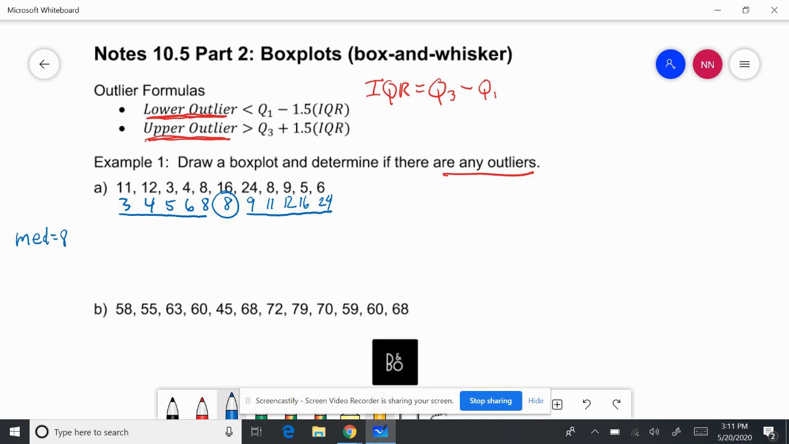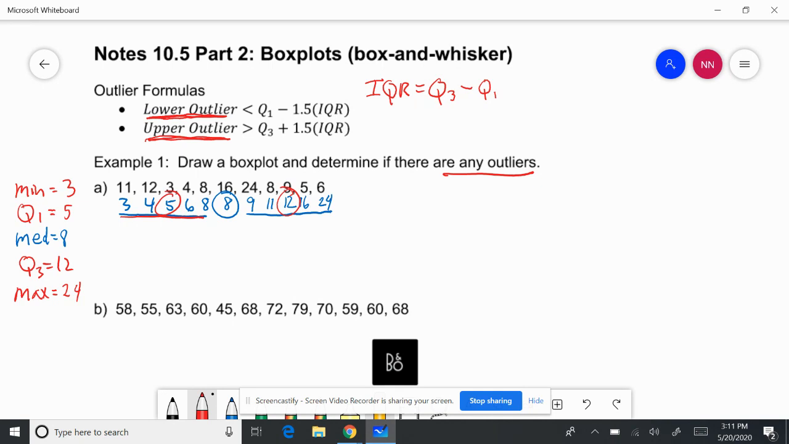And what we're going to do next is find our Q1 and Q3. Q1 is the middle of the first half of the data, which is 5. And Q3 is the middle of the second half of the data, which is 12. And of course, the minimum and the maximum are the easiest because that's the lowest and the highest in our set of data. So before we actually make the box plot, we're going to check to see if there are any outliers.